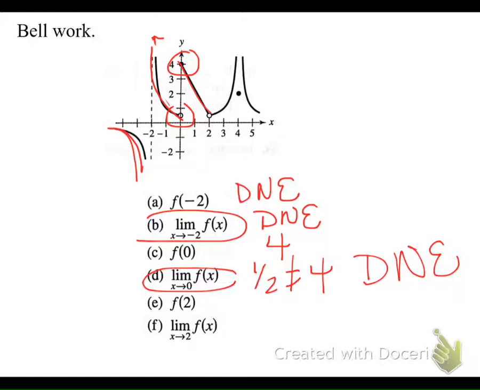Okay, E. f of 2 would be a solid point at 2, and at 2 there is no solid point, so that one also does not exist.